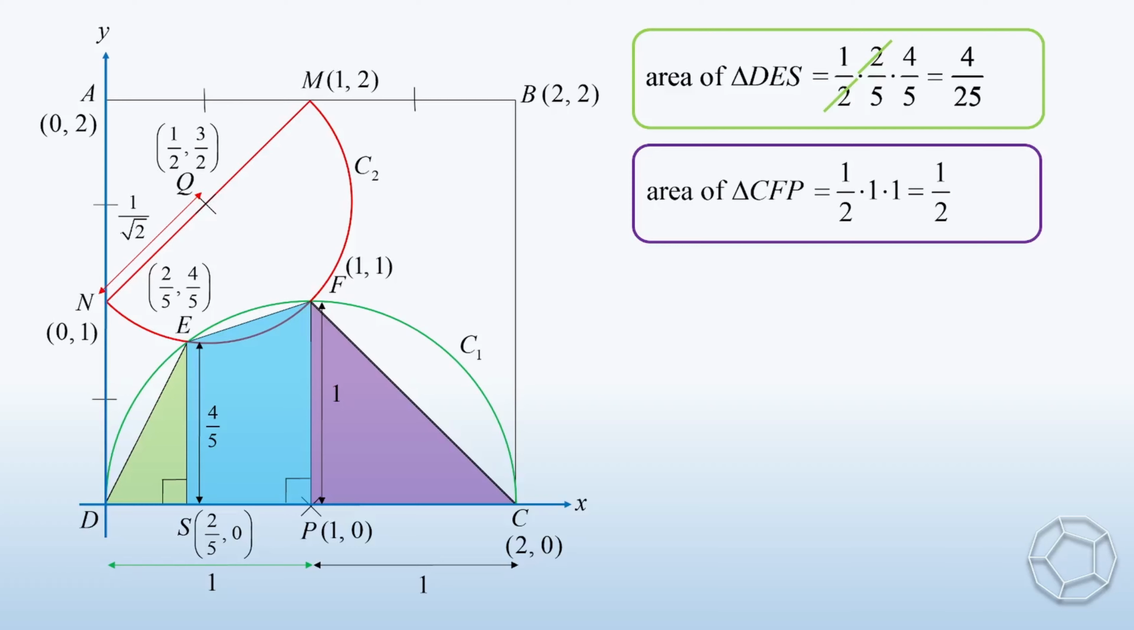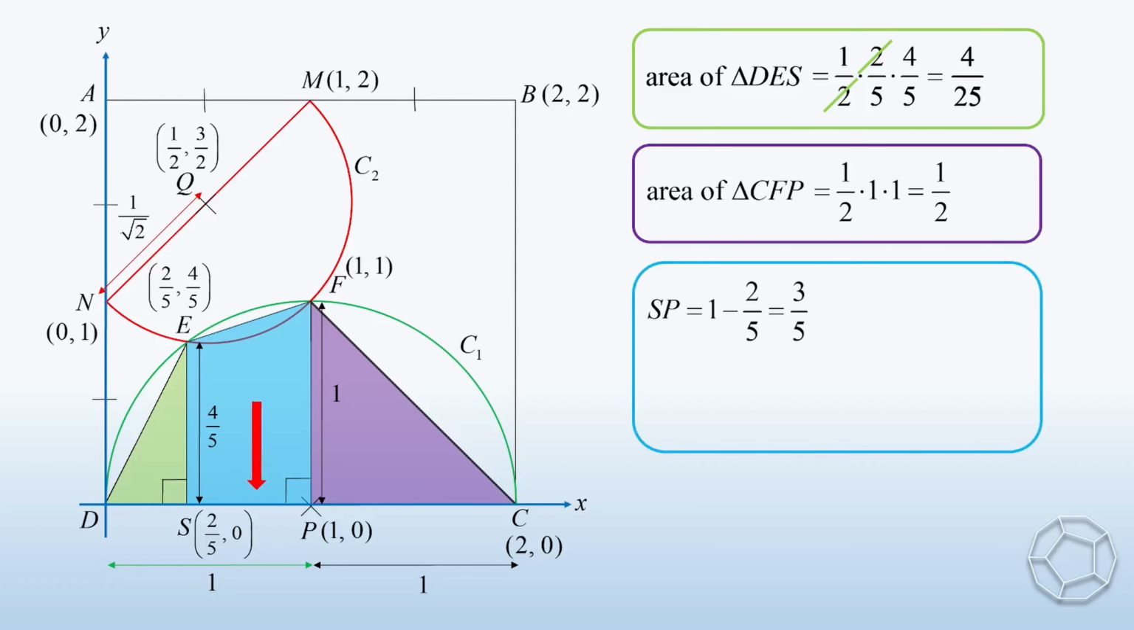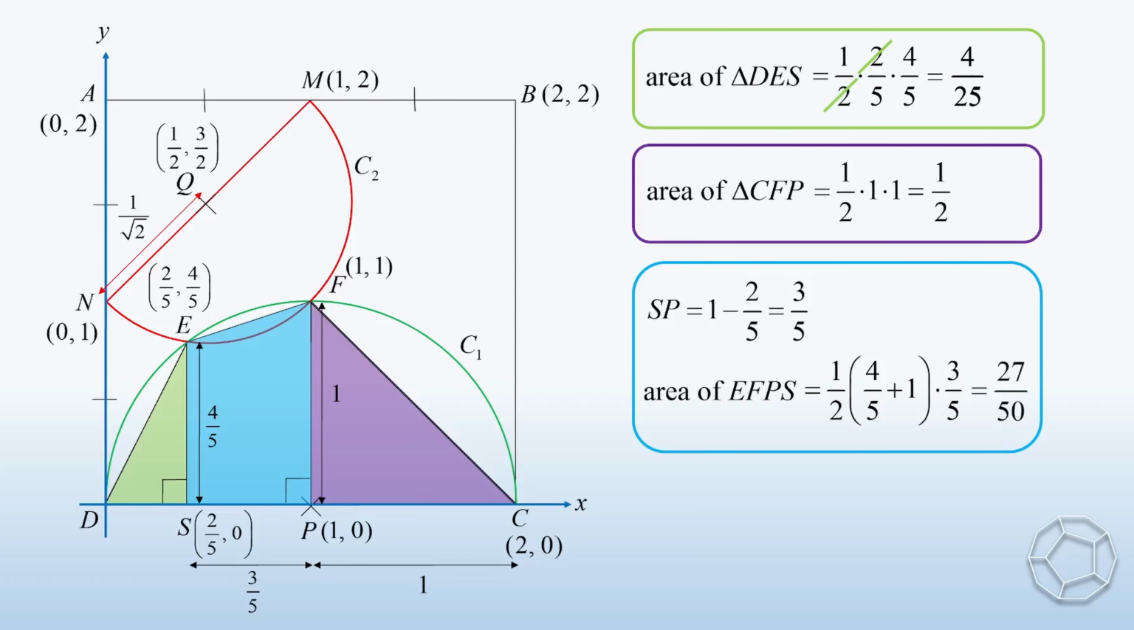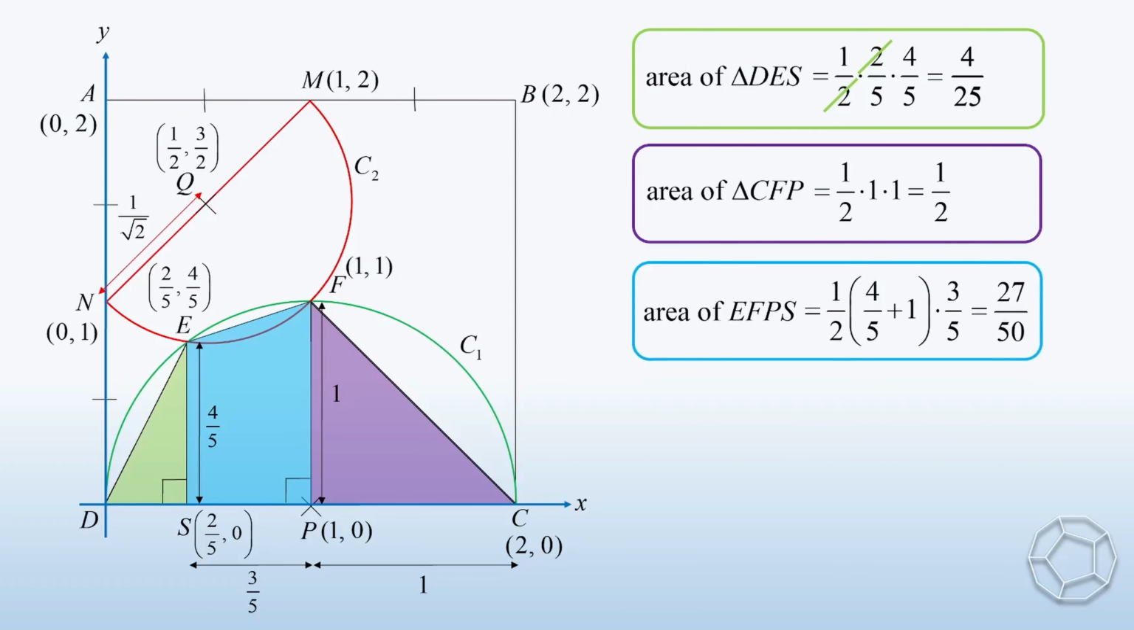Now, we come to the blue trapezium at the middle. The upper side and the lower side are 4/5 and 1 respectively. The height of the trapezium is this portion SP, which is equal to 3/5. Therefore, the area of the blue part is equal to 1/2 times the sum of upper and lower sides times the height 3/5. It is equal to 27/50. Now, the area of CDEF is the sum of these three parts, which is equal to 6/5.